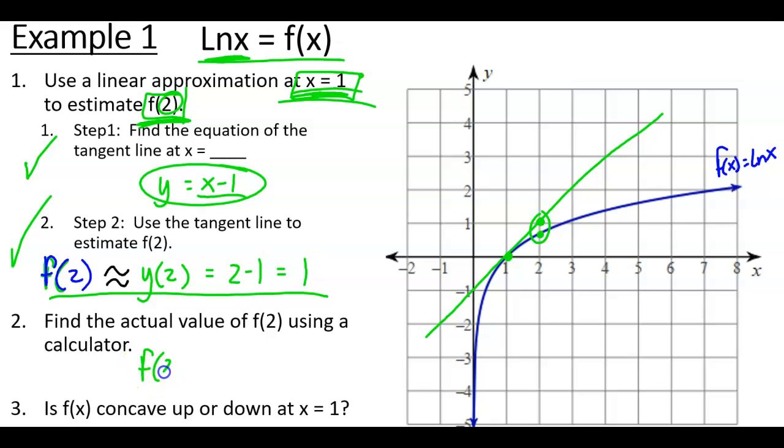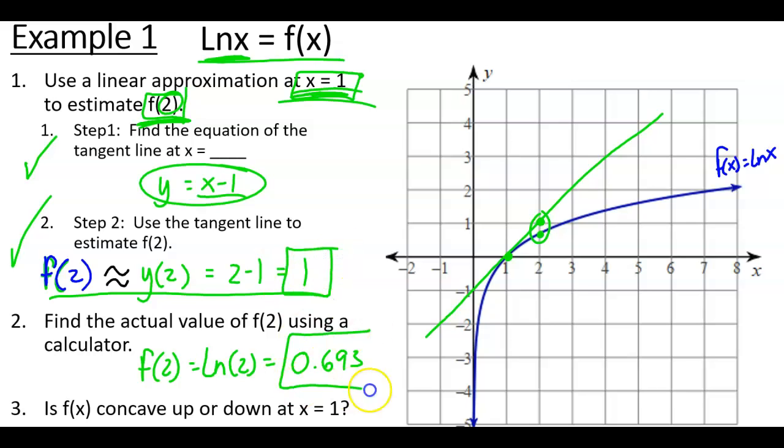So f of 2 is actually ln of 2, which if you punch that into a calculator, I'm going to do that really quick here. ln of 2 is 0.693. Now, as you guys can see, my estimated value is 1, but the actual value is 0.693. They're pretty close. They're not exactly the same because it's an estimate, but they're pretty close.